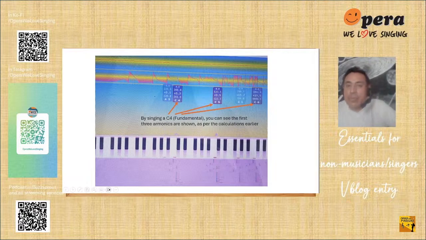But with this example, I am proving that if you sing a C4, you sing that note, immediately the harmonics will appear. You don't need to do anything. The harmonics will appear with different amplitudes, of course, with other frequencies. Otherwise, it wouldn't be harmonics. But that happens because nature works that way.